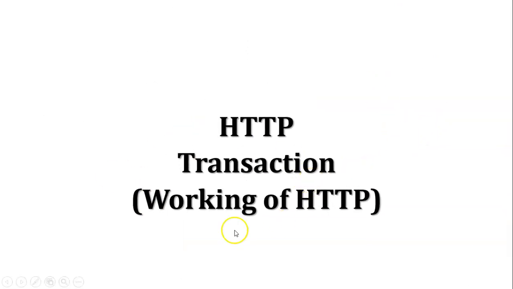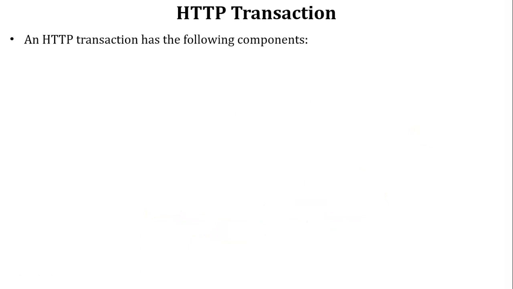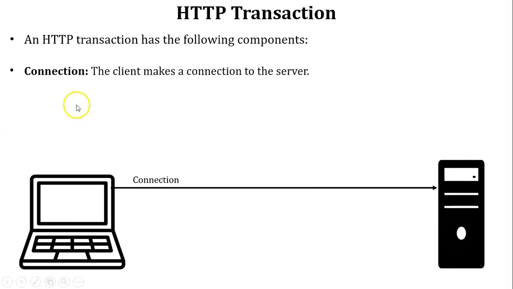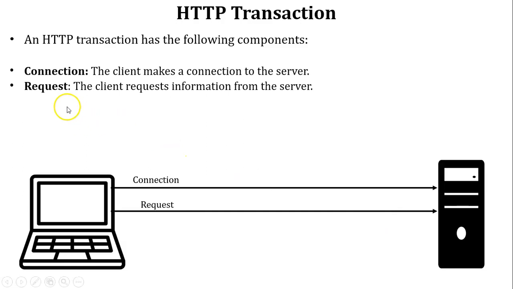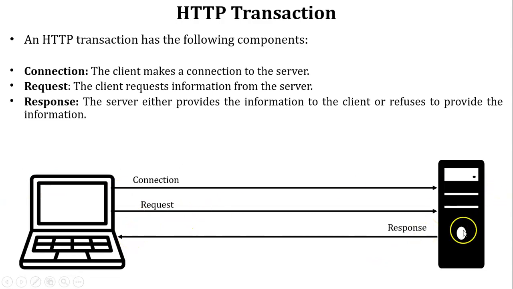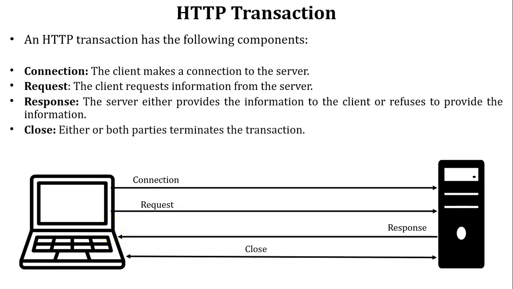Next, HTTP transaction or working of HTTP. An HTTP transaction has the following components. First component is connection. The client makes a connection to the server. We all know that working of HTTP is based on request response behavior, so before requesting a file from the client side, a connection is required. Next, request. The client requests the information from the server. Next, response. After the client sends a request, the server will provide the information to the client using the response. Sometimes the server will refuse to provide the information. Next, close. Whenever the client receives the information as per its requirement, both the parties terminate the connection. It is called closing the connection.